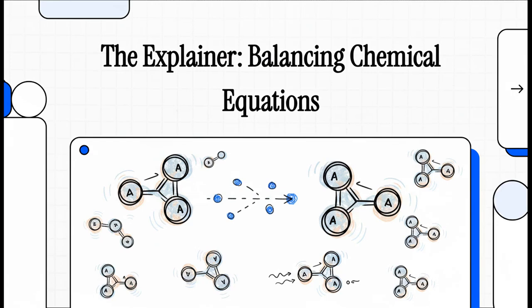All right, welcome to the Explainer. Today, we're jumping into one of the absolute cornerstones of chemistry, balancing chemical equations. Seriously, if you've ever wondered how scientists can predict exactly what happens in a reaction, well, it all starts right here. Let's get to it.